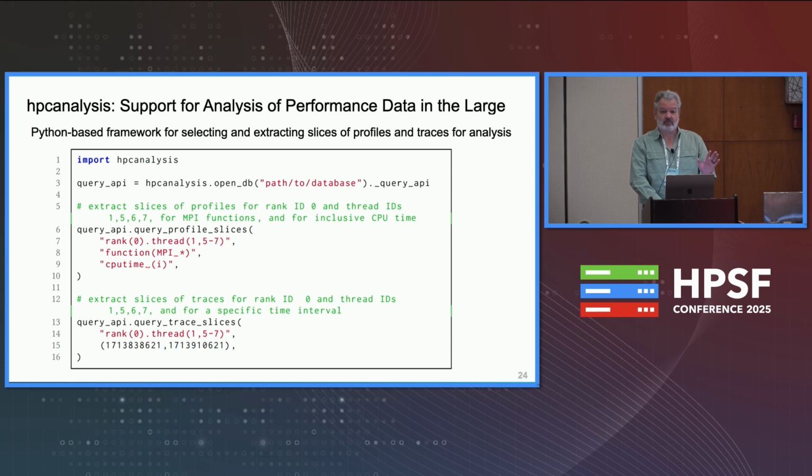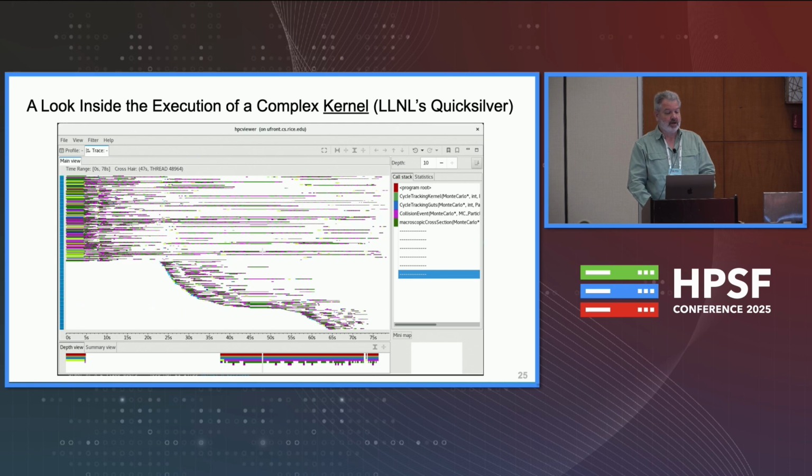So we've built some capabilities for analyzing things at large scale. We've built some capabilities for scraping the data out in Python so that you can pull it into a Jupyter notebook. This is the second to last slide.